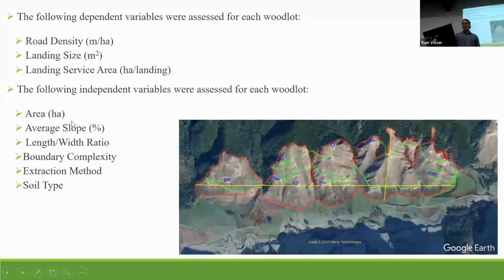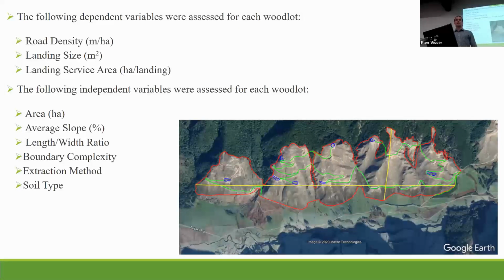This slide just outlines the infrastructure variables assessed, the dependent variables, along with the influencing variables assessed, the independent variables. Average slope, perimeter, and area were assessed using ArcGIS. Perimeter and area were both necessary for the boundary complexity calculation. The soil type was found using the online Landcare Research Soils Map, and the rest of the variables were assessed using Google Earth. As can be seen, the 3 infrastructure variables being assessed were road density, landing size, and landing service area. Originally, it was planned to use number of landings as the 3rd infrastructure variable.